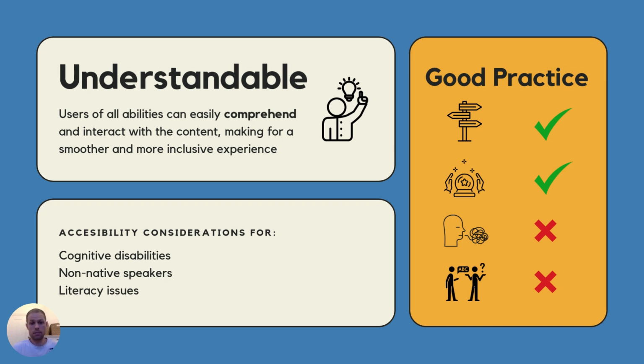Good practice for this principle includes having consistent navigation. So this helps users find what they need. The content should be structured in a predictable way, as sudden changes can confuse some users. And finally, it's recommended to use plain and clear language and to avoid jargon, as this may confuse users, especially if their first language isn't English or if they have literacy issues.